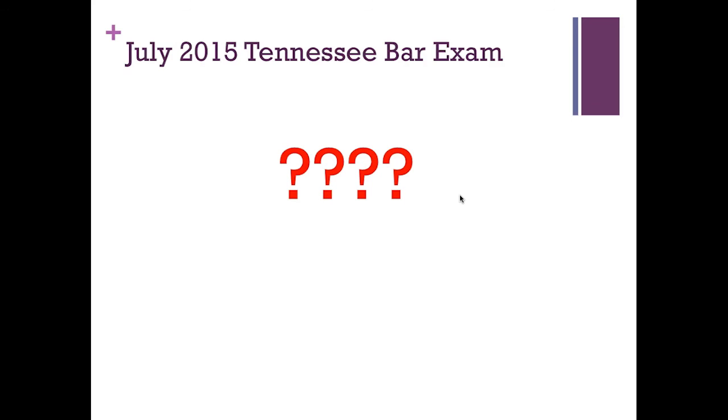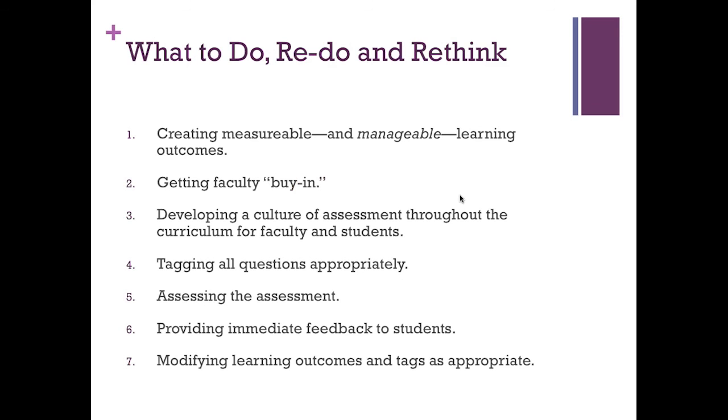How we're going to do on July 2015, the exam is next week, and so the results likely won't come out till the middle of October. So what to do, redo, rethink? Well, one of the things that we need to think about is creating measurable and manageable learning outcomes. Again, the assessments are really the starting point of creating these learning outcomes.